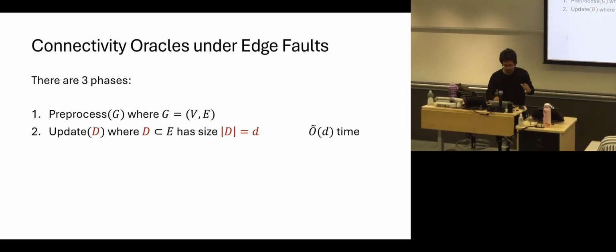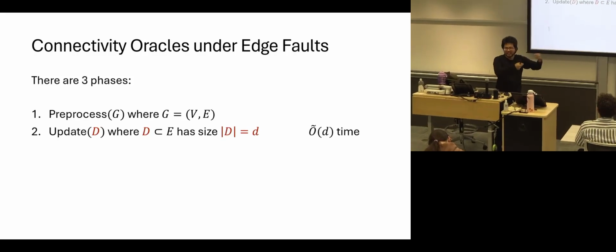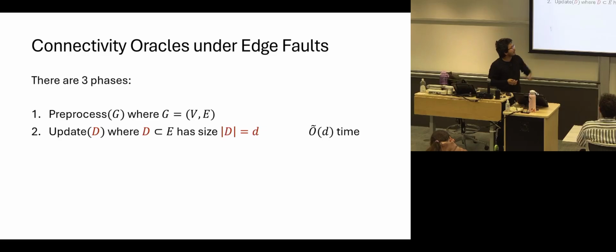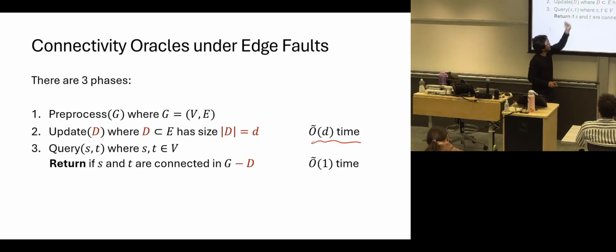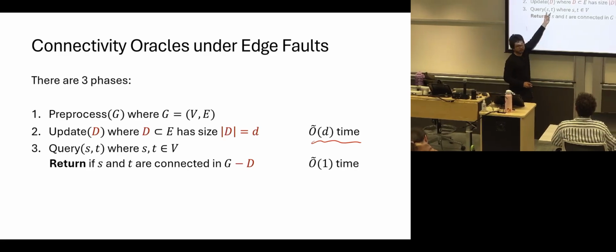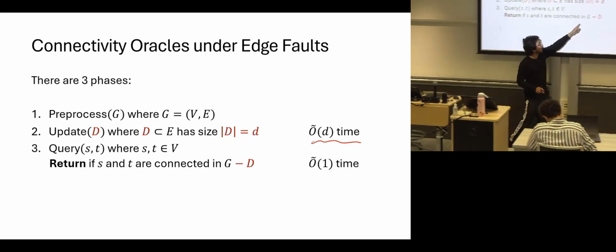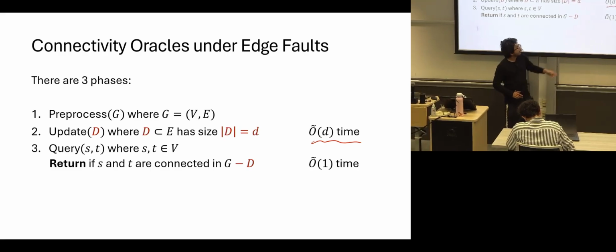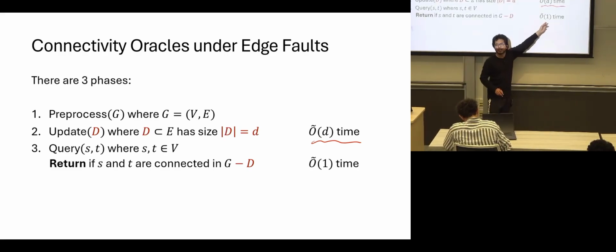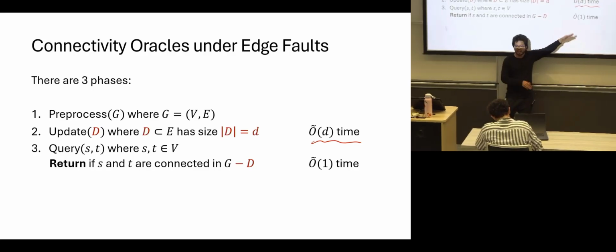Given these faults, we want to spend some time, like D time, on this phase. So that in the last phase, given S and T, I can check if S and T are still connected in the graph after deleting D. Now I want it to be really fast, maybe log n time, something like that. So O tilde, again, I just hide some log n factors.